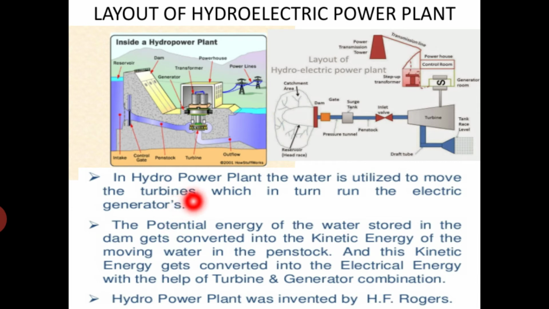Here the potential energy of the water stored in the dam gets converted into the kinetic energy of the moving water in the penstock, and this kinetic energy gets converted into electric energy with the help of a turbine and generator combination. The hydropower plant was invented by H.F. Rogers.